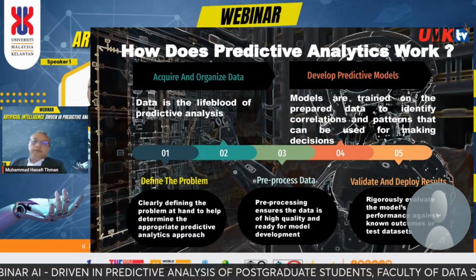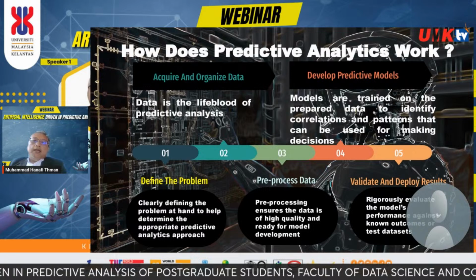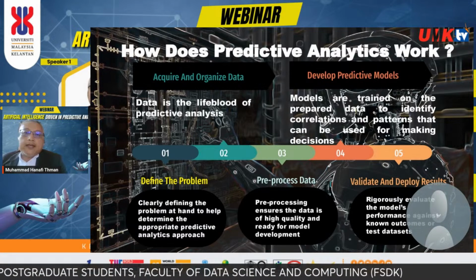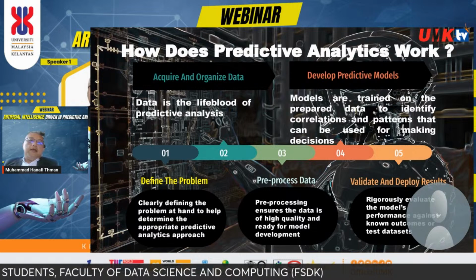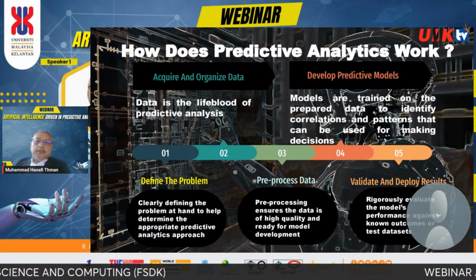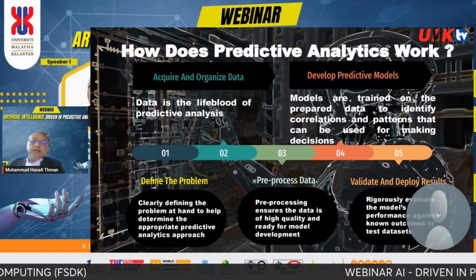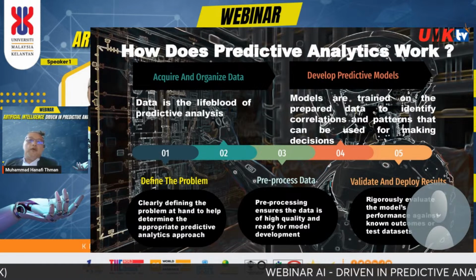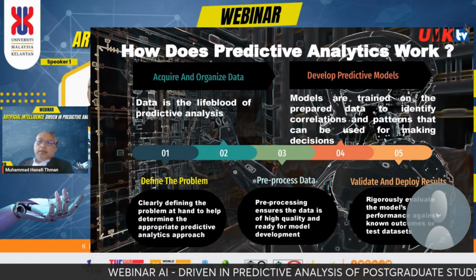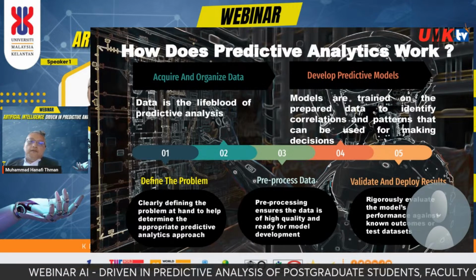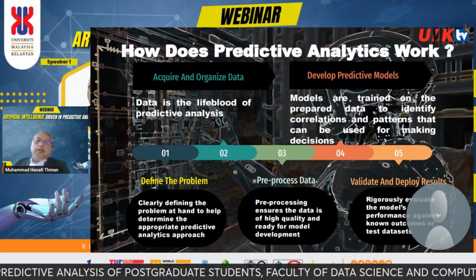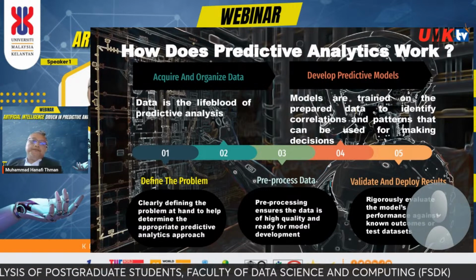Okay. For the predictive model, the models are trained on the prepared data and identify the correlations and the patterns that can be used for making decisions. And the last one is validate and deploy the result. Okay.